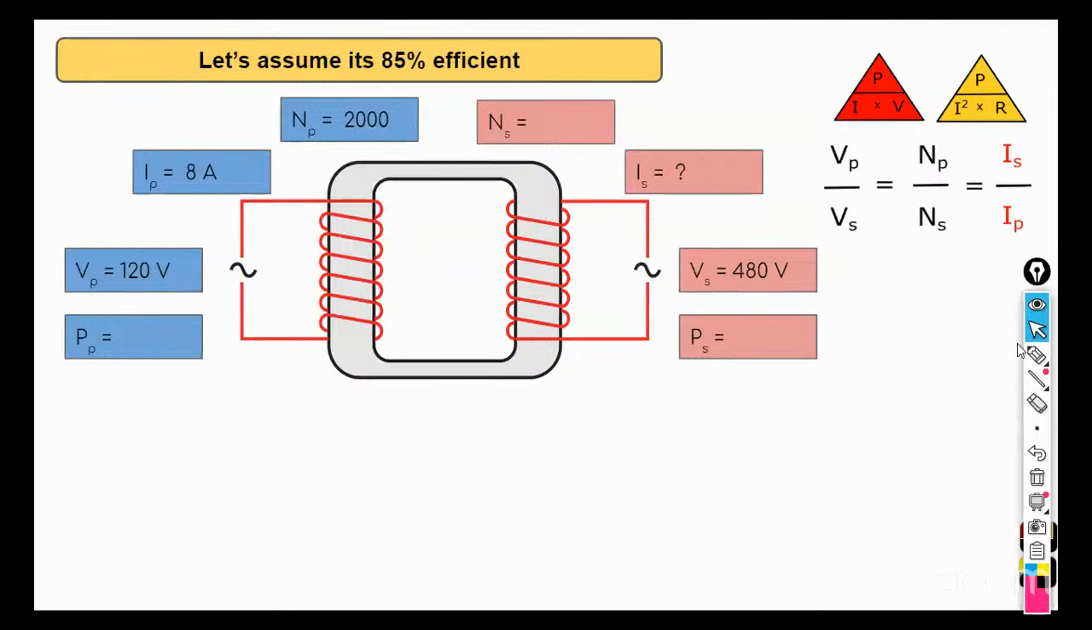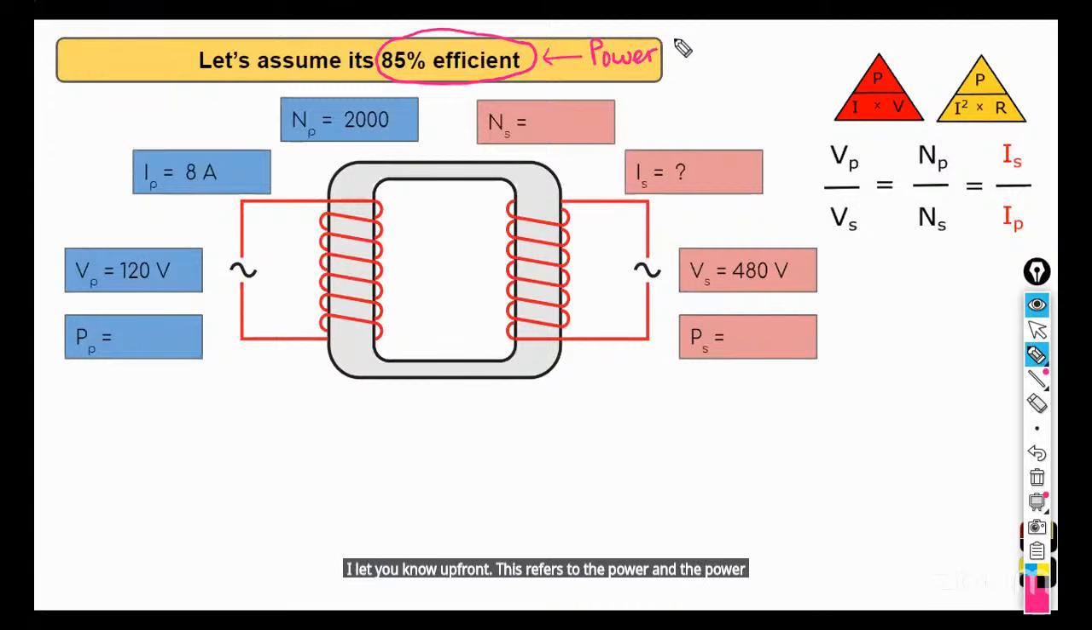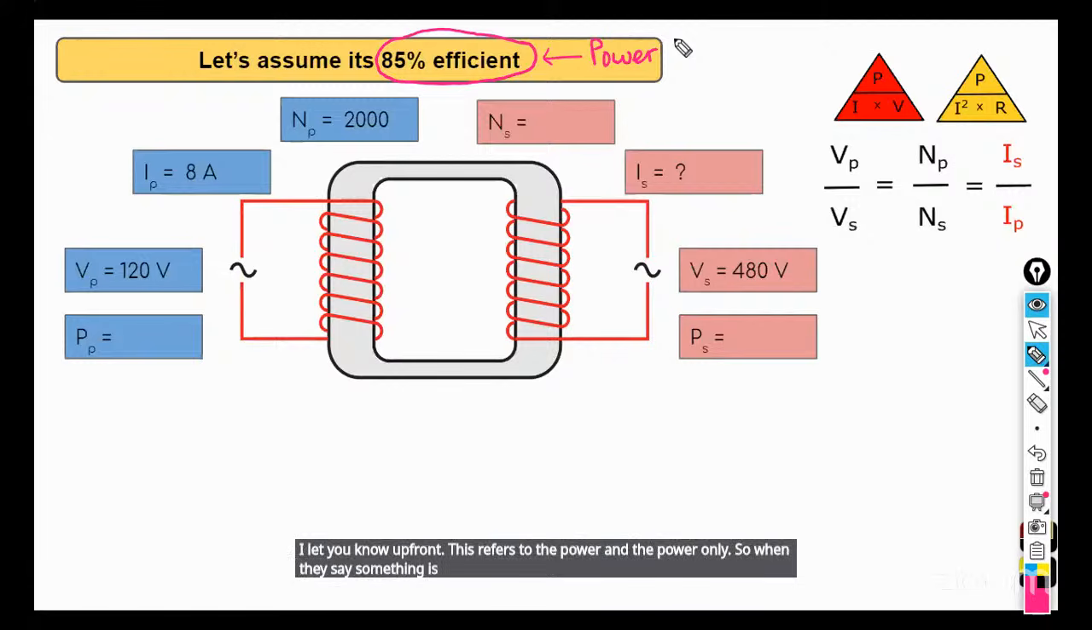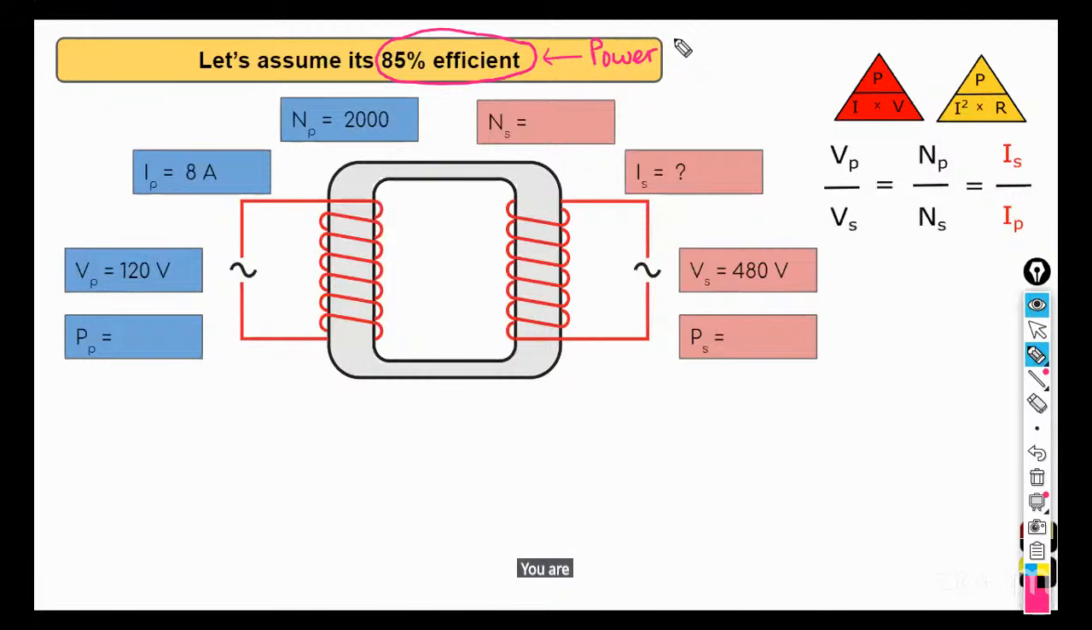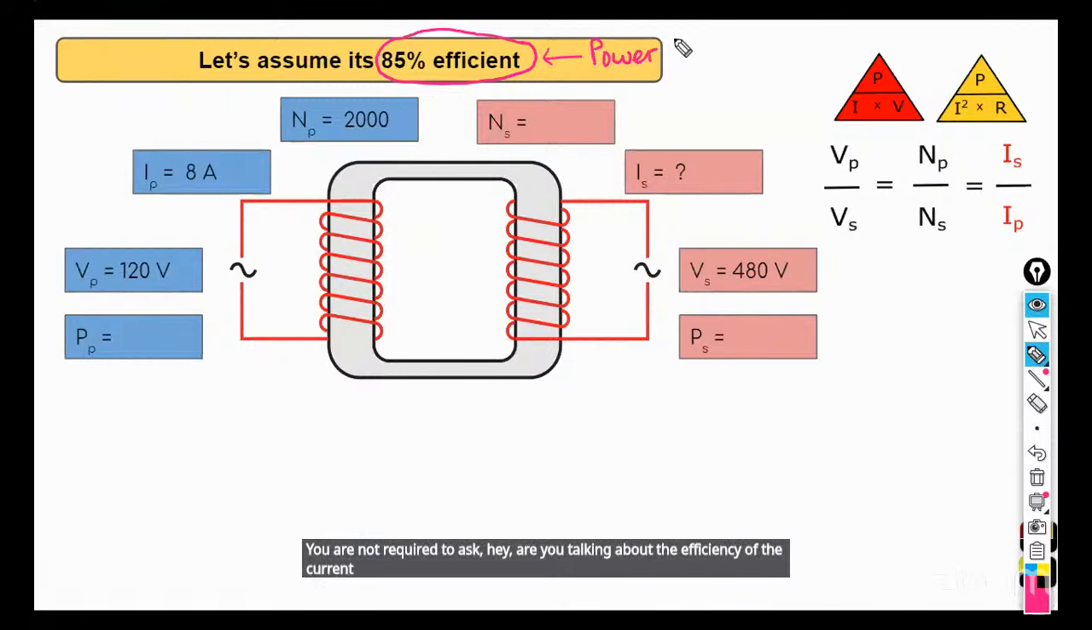First things first. When they say it's 85% efficient, does this efficiency relate to the current, voltage, or power? I'm letting you know up front. This refers to the power and the power only. So when they say something is 85% efficient, you are not required to ask whether they are talking about the efficiency of the current or the voltage or the power. No, by default, it's always the power.